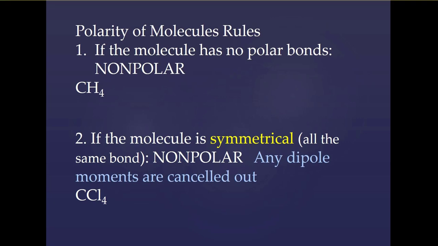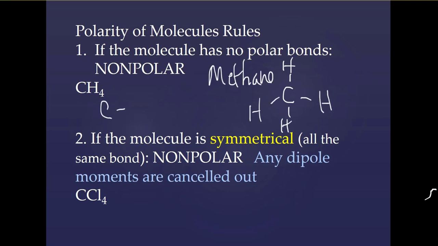So for example, if we look at methane, methane has 4 carbon-hydrogen bonds, and recall that the carbon-hydrogen bond is nonpolar. So if I take all these nonpolar bonds and stick them together, they're going to be nonpolar. So there's nothing there that will give it a negative or a positive charge.